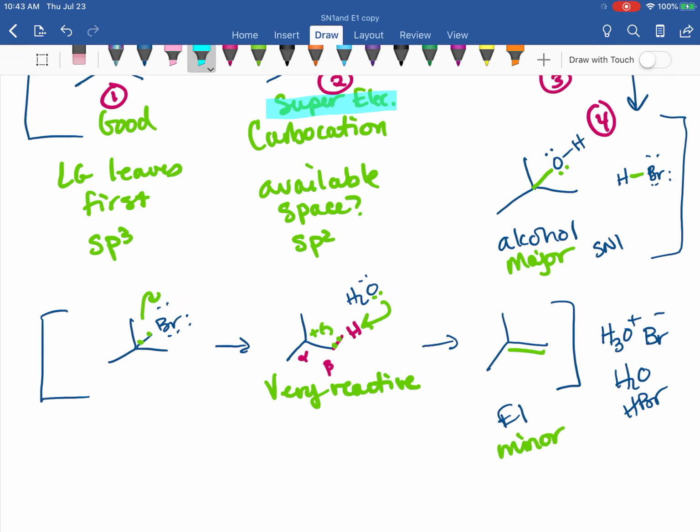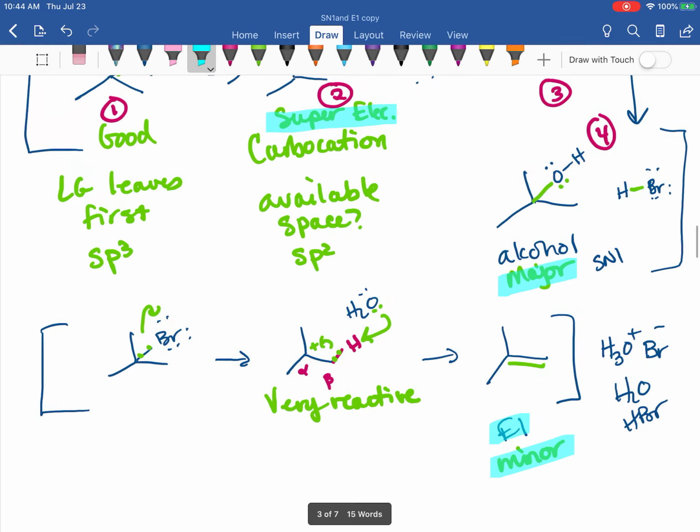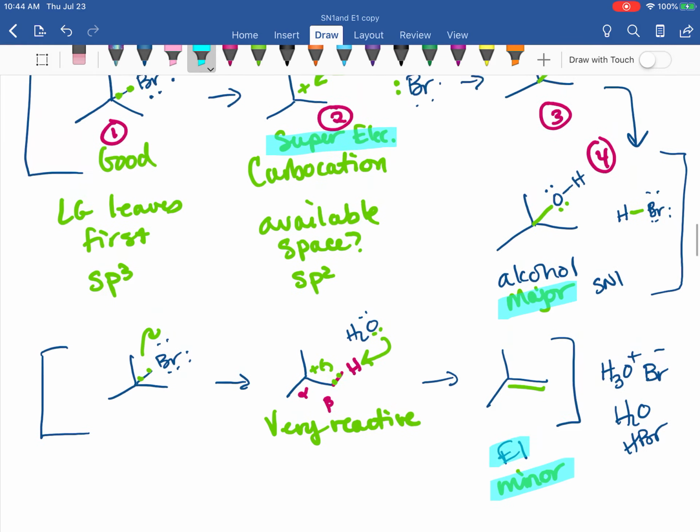We won't get that deep. I will let us use this in synthesis, and we will make the Sn1 as our major product. After all, our E1 product, we could make that in a way better way. So I will let us just use that. So then how does this even work?